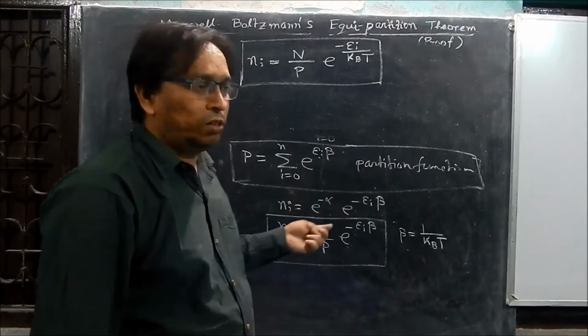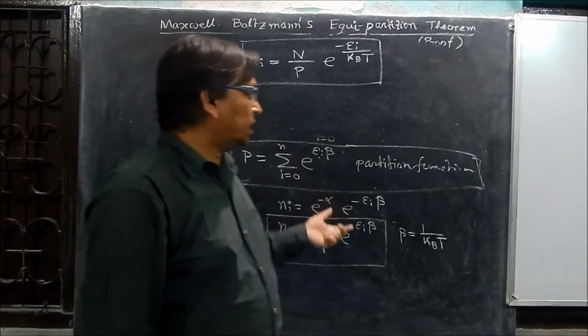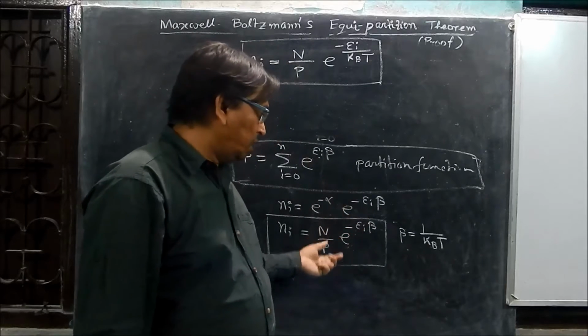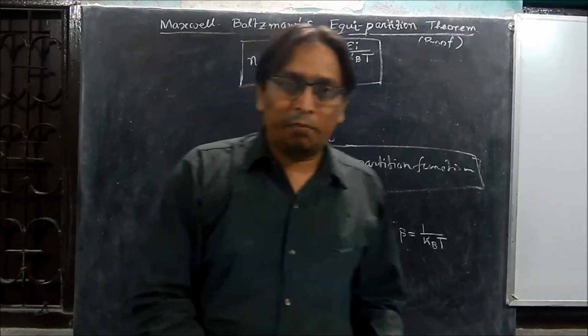So we will see what was the approach of Maxwell. Both approached in the same way, but in a later class we will discuss mainly how to find the value of alpha and beta, and what the quantum statistical approach to this is.